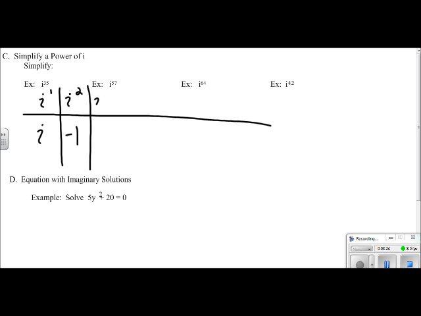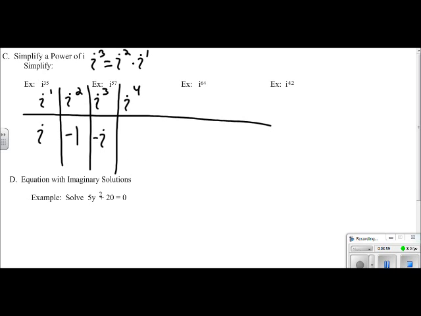If we have I to the third power, remember, I to the third power is the same as saying I squared times I to the first power, because power times power is just addition. So we know that it's just I times a negative 1, in which case negative 1 times I is just negative I.